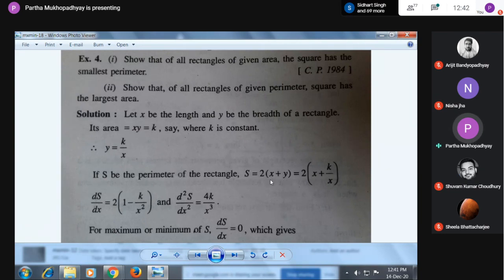Twice of X plus Y, and Y is equal to K by X. So twice of X plus K by X is the function in terms of X of the perimeter, that is to be minimized. So ds dx is 0, which means 1 minus K by X square is 0. So X is equal to plus minus root K. And d2s dx2 is equal to 4K by X cube.